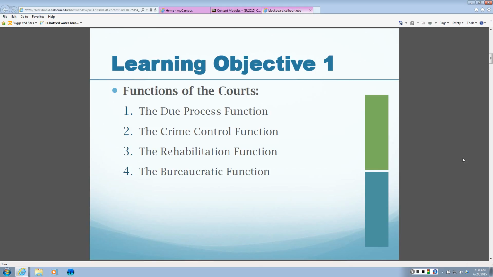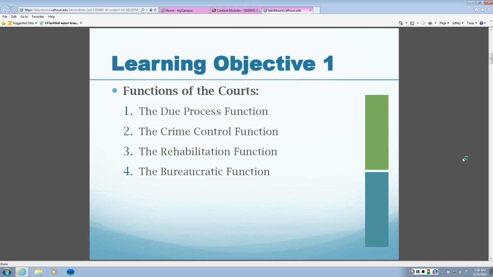This doesn't always work as well in practice as we would like to think it does in theory, but that is one of the functions of the courts: to actually punish those who were convicted of crimes so that others may see that punishment and reconsider engaging in the same behavior. That's the crime control function.